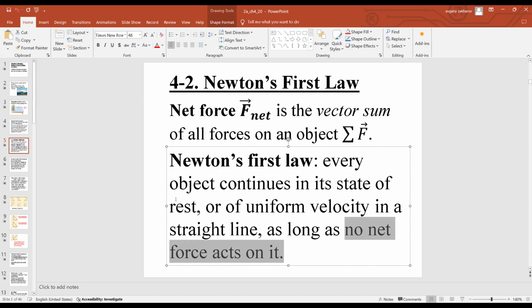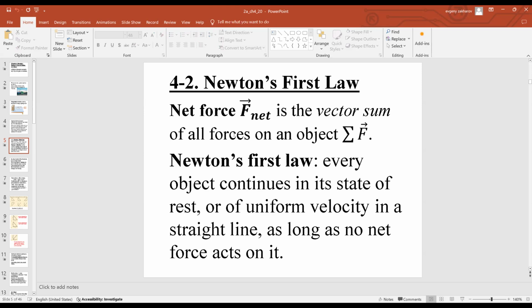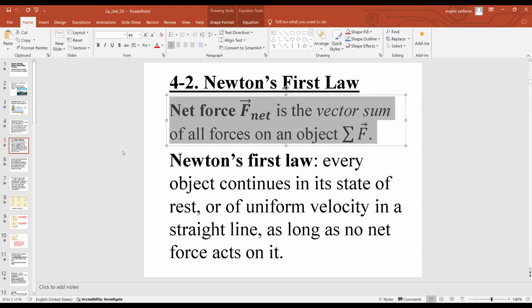The absence of forces will not create any change in velocity. You can't get any change in velocity if there are no forces acting on an object, or if forces are counterbalancing each other, then also no change in motion can be observed. And I keep on saying net force, net force, net force. The net force is just the vector sum of all the forces that you can think of for a certain system.